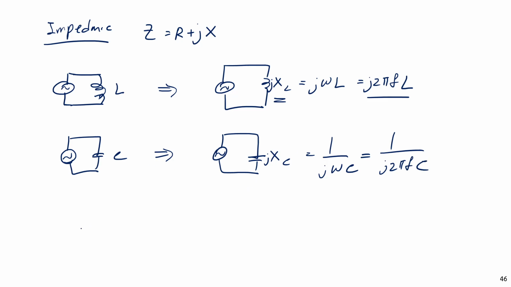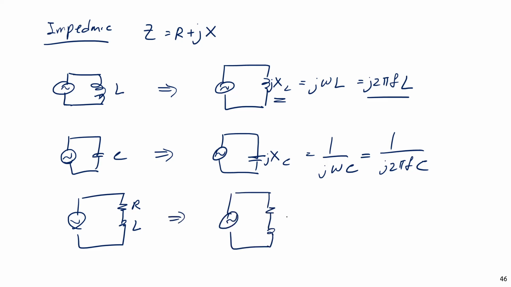So if we have both R and L, or R and C, or RLC, we can represent this load as R plus jX. And this V is in the form of a phasor, a vector, and this is also a vector. And we solve the circuit in complex form, right?